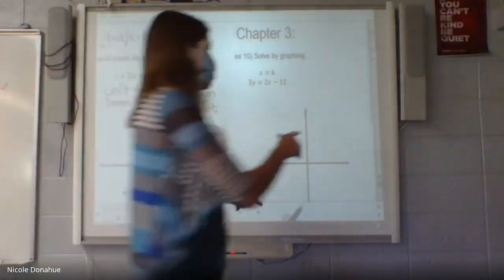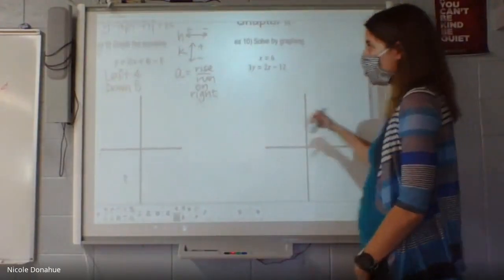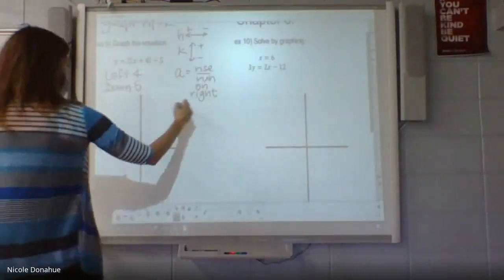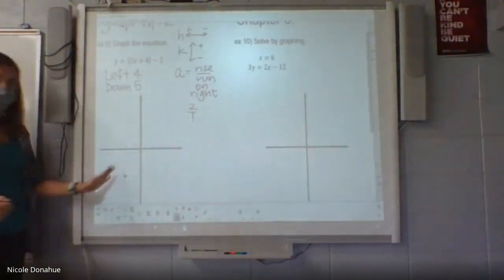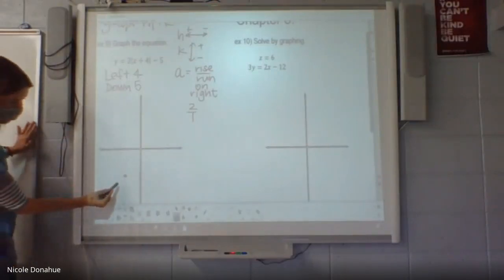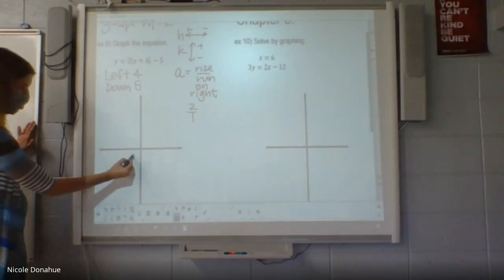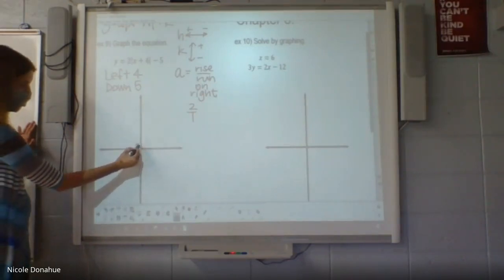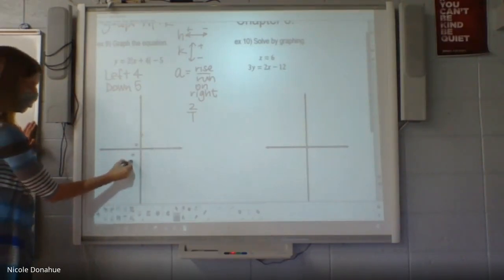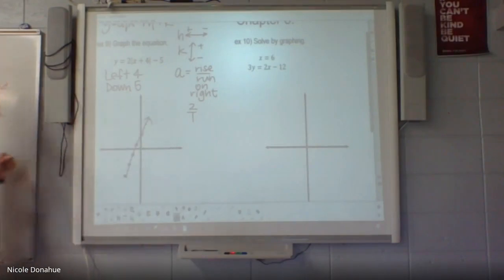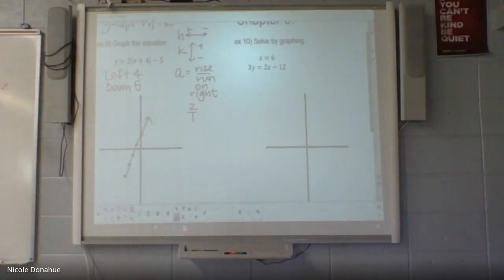From there, I'm going to do my slope, which is my a value, which is this 2. So 2 over 1 is going to be my slope on the right side of my graph. So from here, I'm going to go up 2 and over 1, up 2 and over 1. So that's the first half of my V. And then there's going to be a mirror image on the other side. So I just have to reverse this.